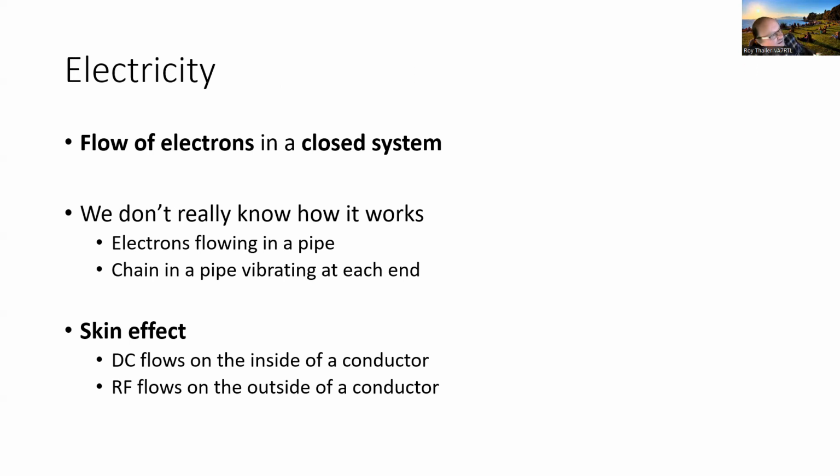So, electricity is basically the flow of electrons in a closed system. What some people have difficulty understanding is that electricity is a closed system, while water flowing in a pipe is potentially an open system. So you need a closed system for it to work. We use conductors to transfer the electricity around. We're not really sure exactly how it works.